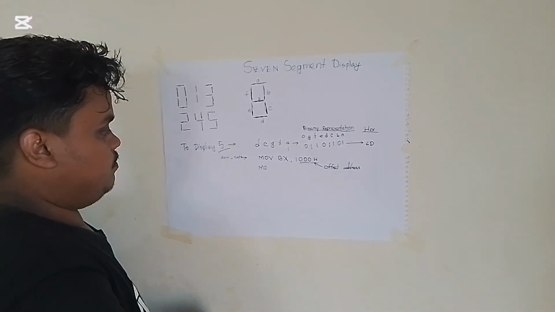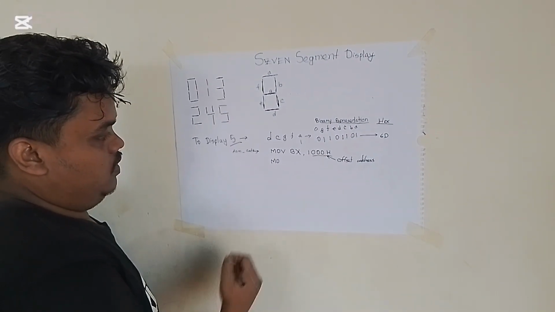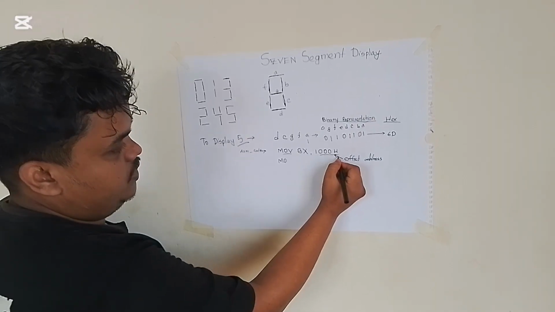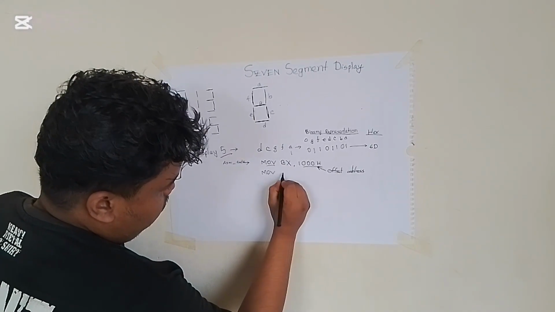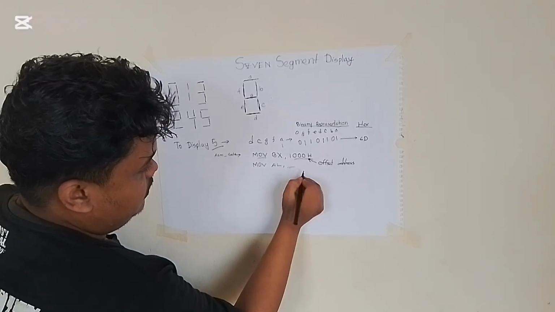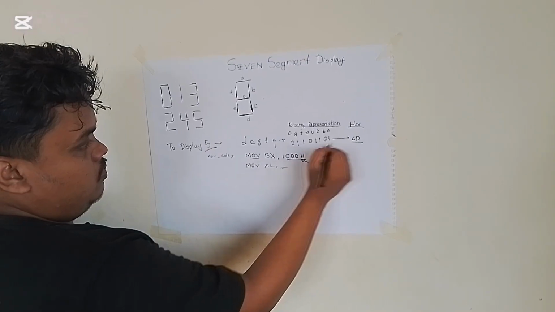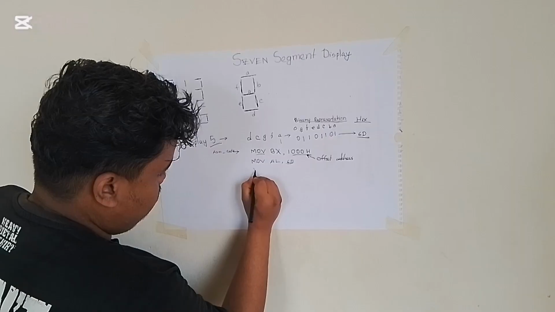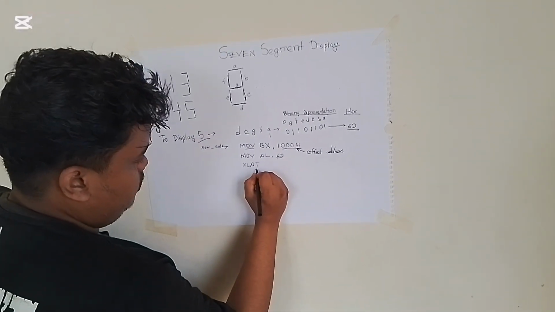Now we find out the assembly code for displaying 5, and we use the MOV instruction here. MOV BX, 1000 is its offset address, and then MOV AL, and here we write the hexadecimal below, from this 60, and then we use XLAT. For display we use XLAT.